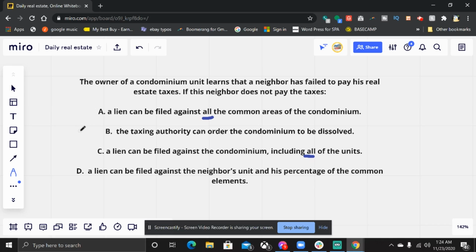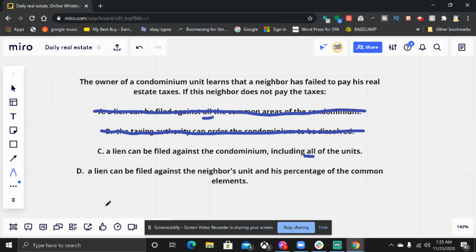A, a lien can be filed against all the common areas of the condominium. No, that does not make sense because the common areas of the condominium are not going to be impacted. This is the ad valorem general real estate taxes, and actually I'm assuming that this is the general real estate taxes of that unit, okay? So let's look at B. The taxing authority can order the condominium to be dissolved. No, the IRS has no authority to do that. That would be a lot of ramifications that would happen there. So now we're left with C and D.